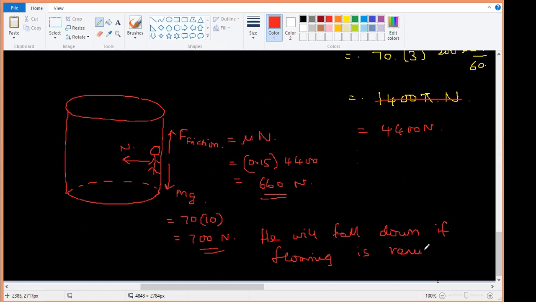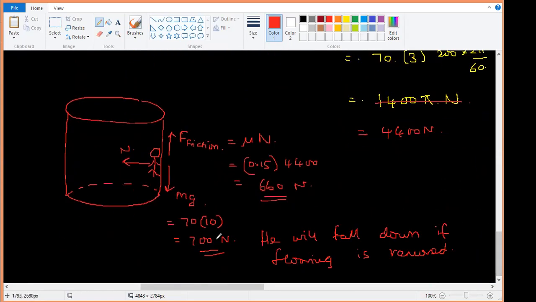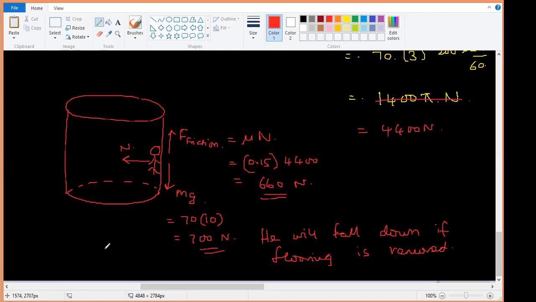Which means you have to increase the speed of the cylinder. If I increase the speed of the cylinder, it should be at least equal to this 700 Newton. Only then he will not be falling down. So this has to be more than or equal to this. If this is more, he will try to get slid upwards.